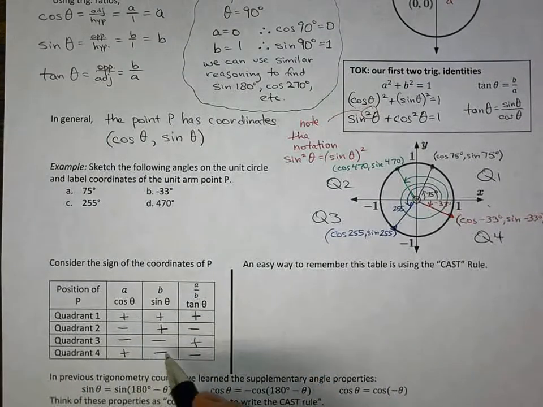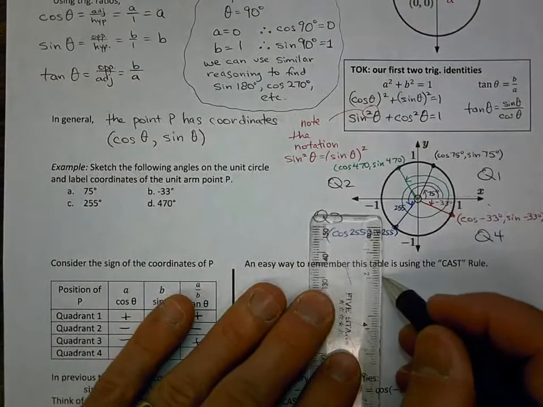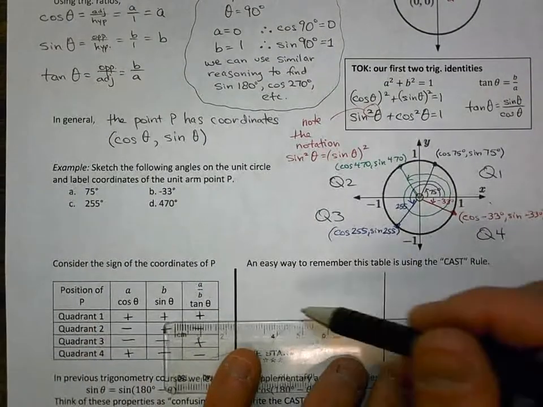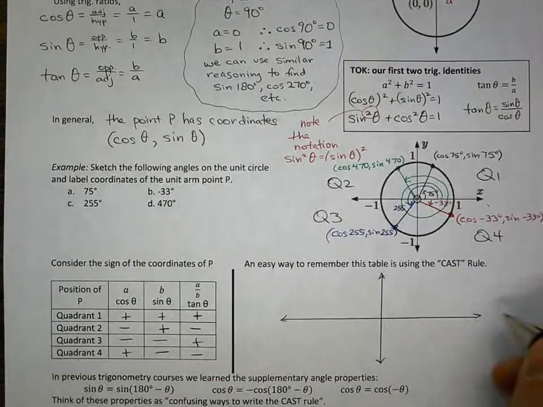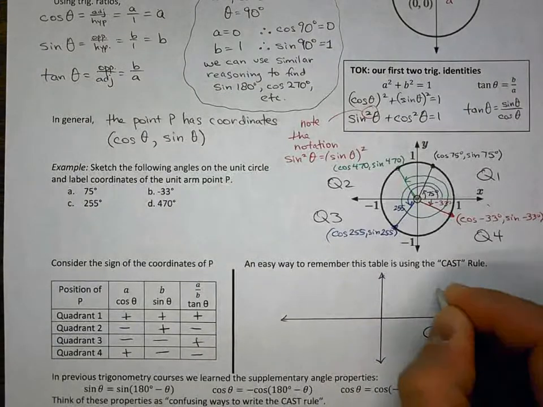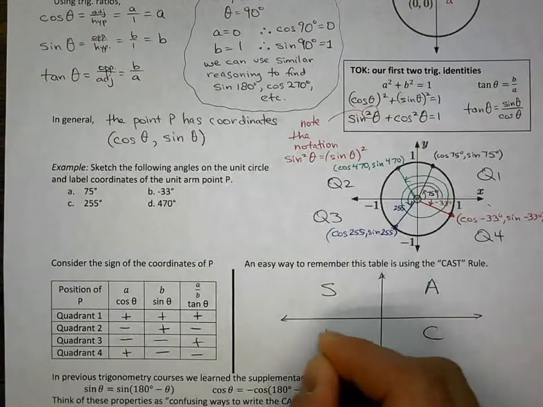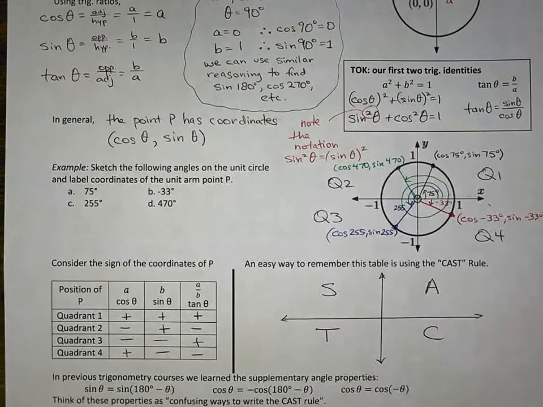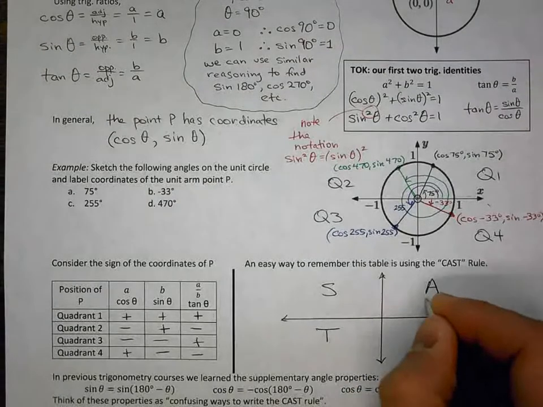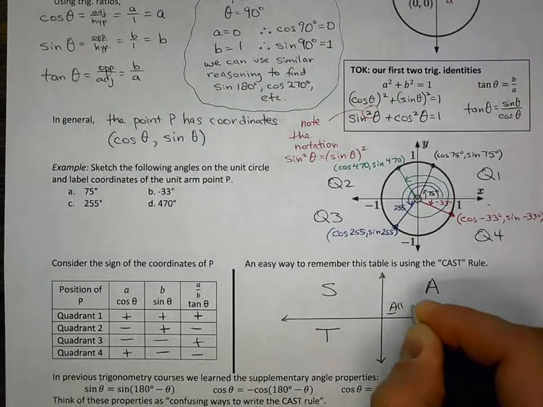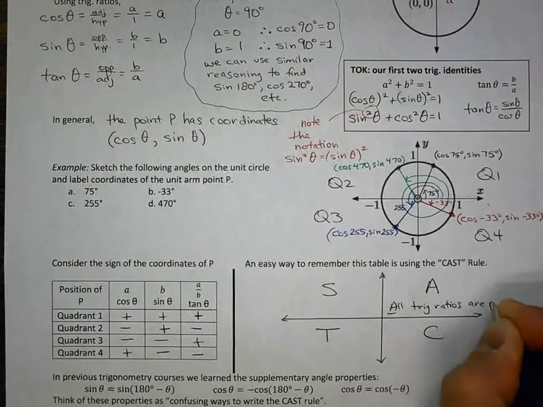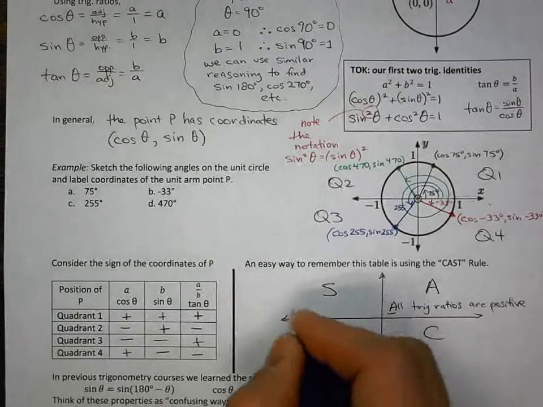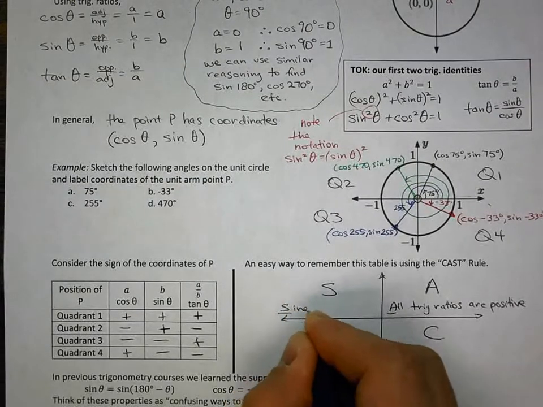Now, instead of making this table every time we do a question involving trig, it's much easier to remember the CAST rule, which is what we teach you in grade 10. The CAST rule, if you write it out, just make sure you write it out correctly, is a way of remembering which of the trig ratios is positive. So here A stands for all trig ratios are positive. This is sine is positive.